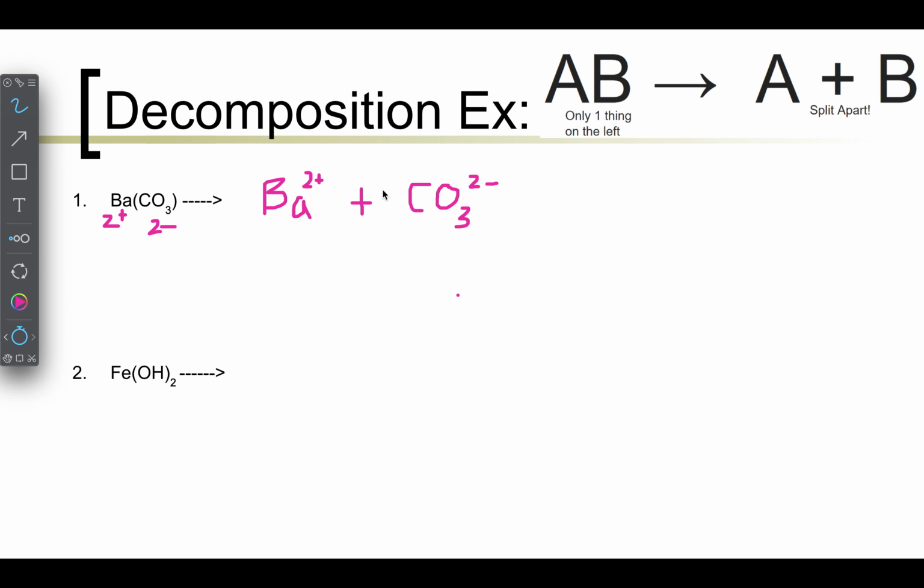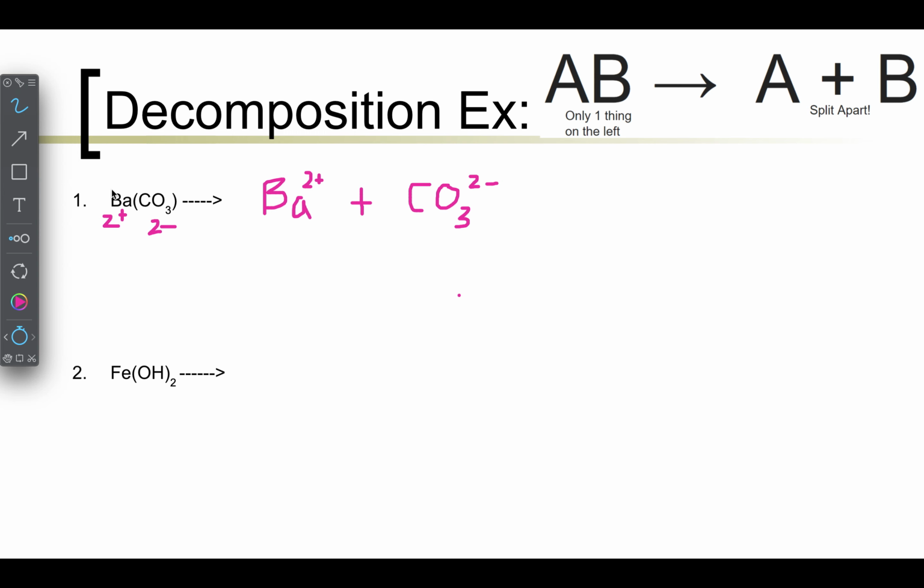Right? So that's all good to go. And then we can, looks good, right? Balancing the charges is less important with decomposition reactions, because they're going to naturally balance out. Since you're starting, right, with the full couple, they're going to naturally balance out as the singles. So we just want to double check that everything is balanced, right?